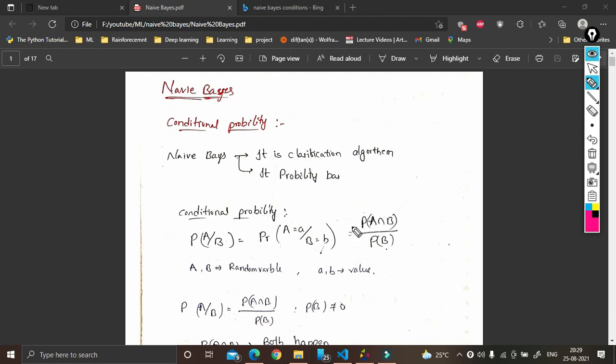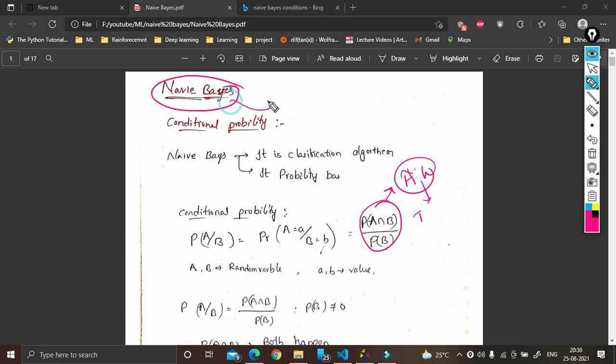In naive Bayes, the basic thing that we are using is the Bayes theorem. We know the Bayes theorem: probability of A given B equals probability of A intersection B by the probability of B. This is the formula for the Bayes theorem. If we build an algorithm by using this formula, it will not perform well and it takes more time. To avoid this problem, they introduced the naive Bayes algorithm.